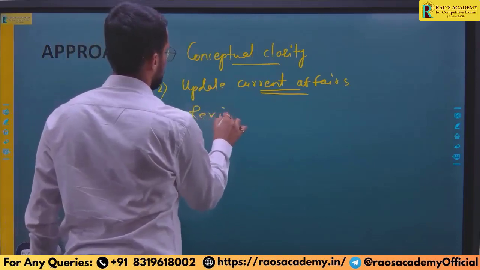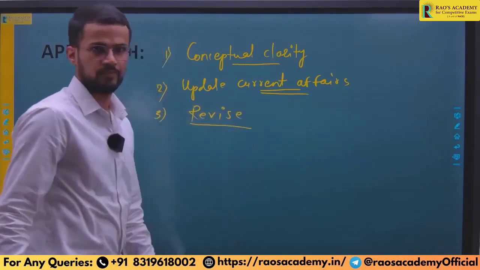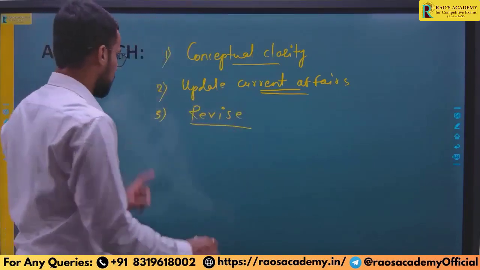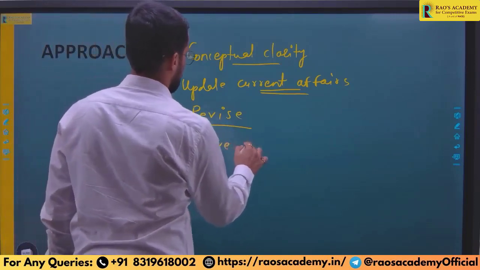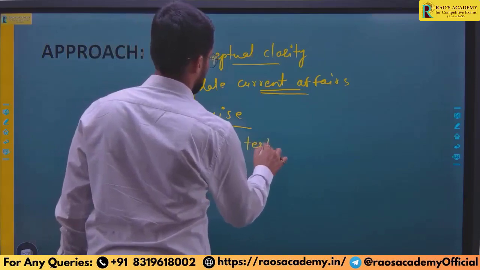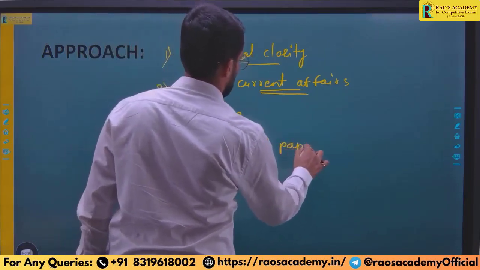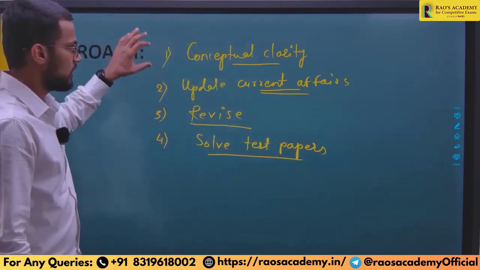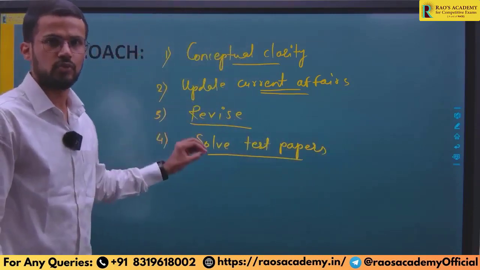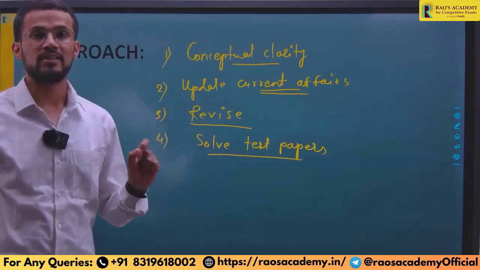And once you are done with this, third and the most important thing that you should do is revise your own notes. Revise your own notes. And finally, solve test papers. Solve test papers. Right? So these 4 steps you should follow in order to cover science and technology in a better way.